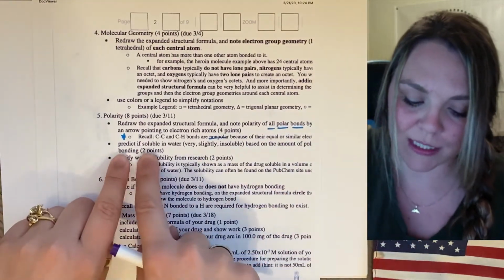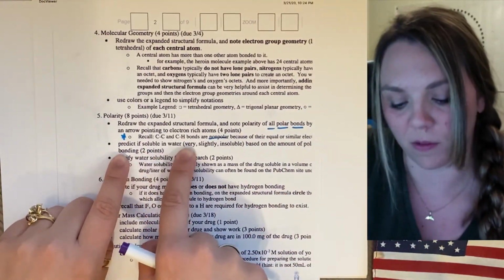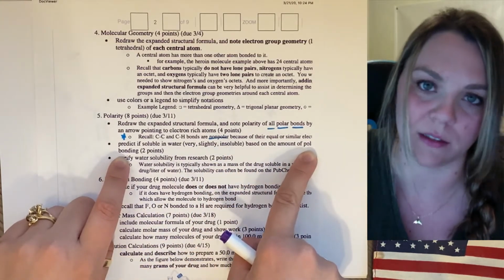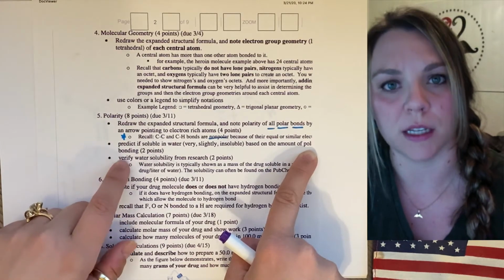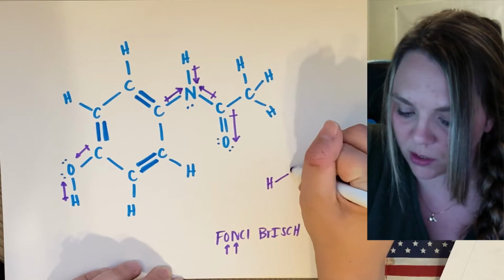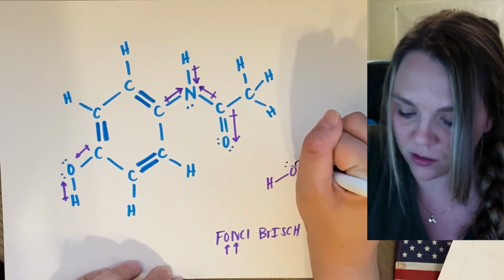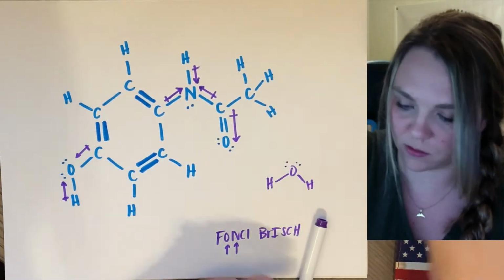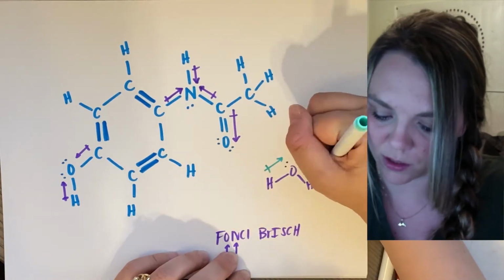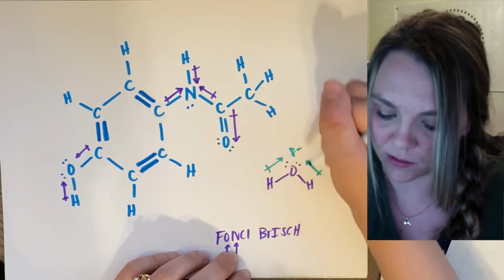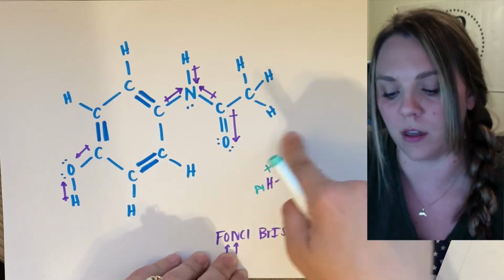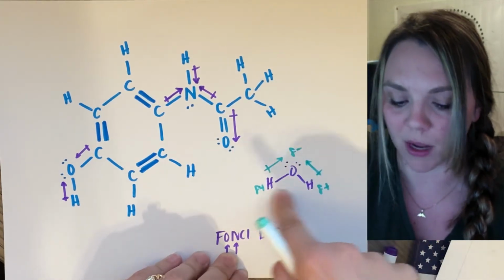Second part, predict if it's soluble in water, if it would be very, slightly, or insoluble based on the amount of polar bonding, okay? So water is polar, right? H bonded to O, bonded to H, with your lone pairs. So this is water. Delta minus, delta plus, delta plus. Okay, so water is polar, right? We have a dipole. We've got a negative side, a positive side.